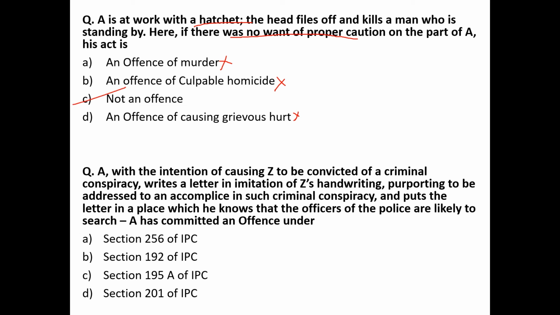Next question, A, with the intention of causing Z to be convicted of a criminal conspiracy, writes a letter in imitation of Z's handwriting, purporting to be addressed to an accomplice in such criminal conspiracy, and puts the letter in a place which he knows that officers of the police are likely to search. A has committed an offence under Section 192 of IPC, option B.